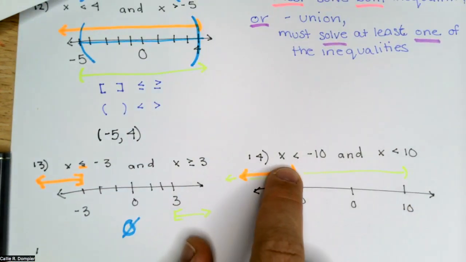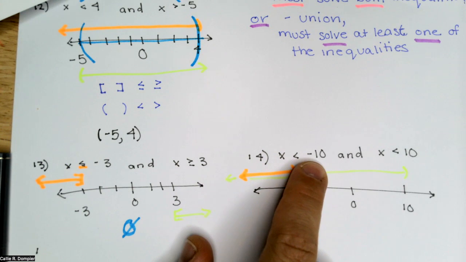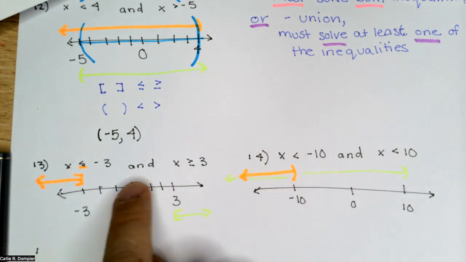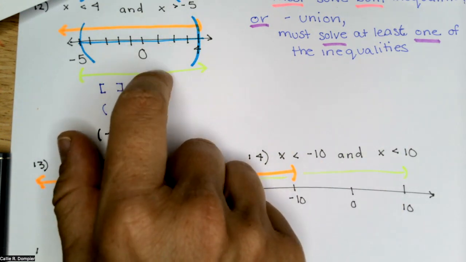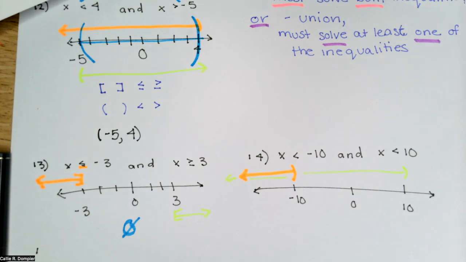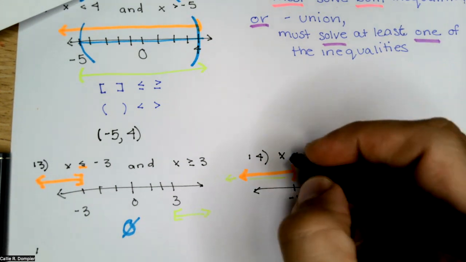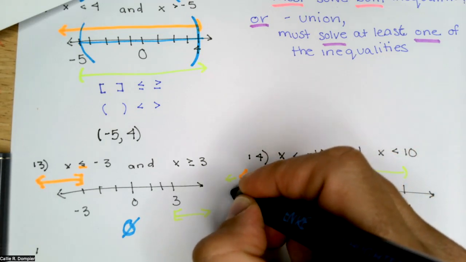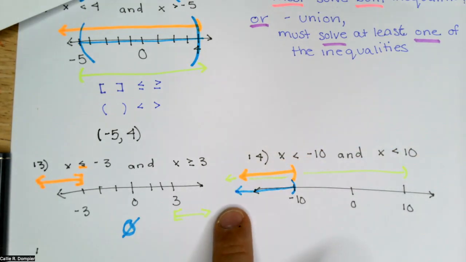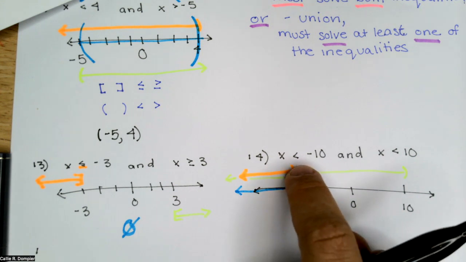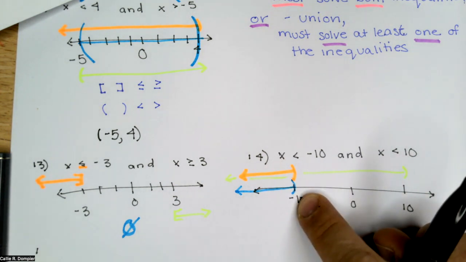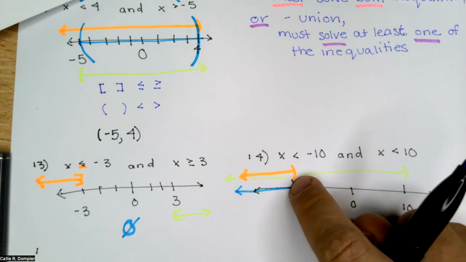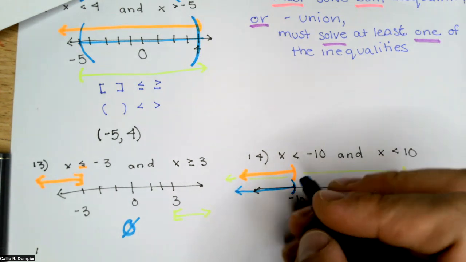Here, x is less than negative 10 and x is less than 10. So where are they overlapping? They are overlapping here. Oh, I dropped my blue one. No, it's right here. All right, they are only overlapping starting at negative 10. So at negative 10 to negative infinity, they are both here and they both go in this direction forever would be the easiest way to say it.